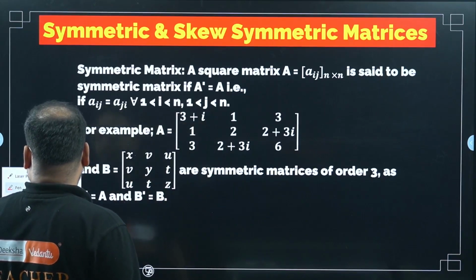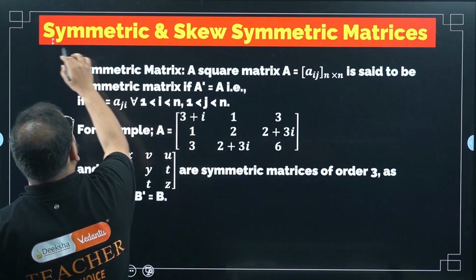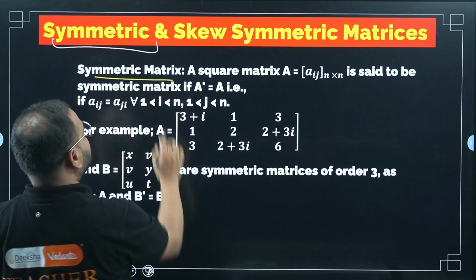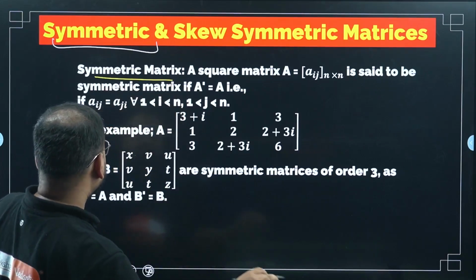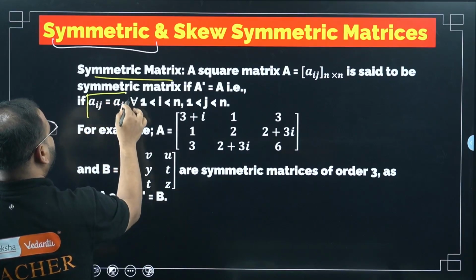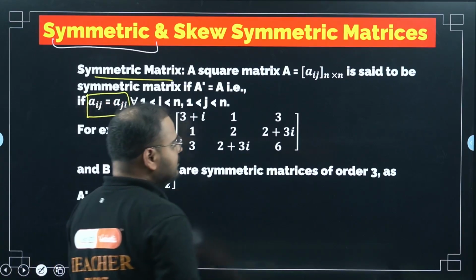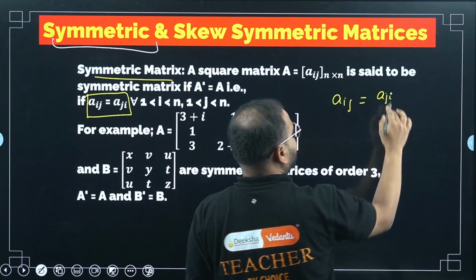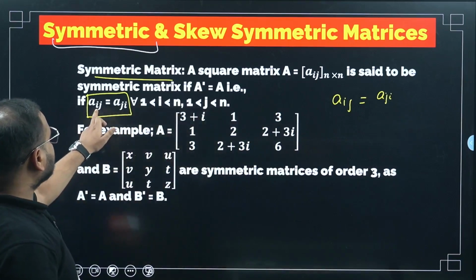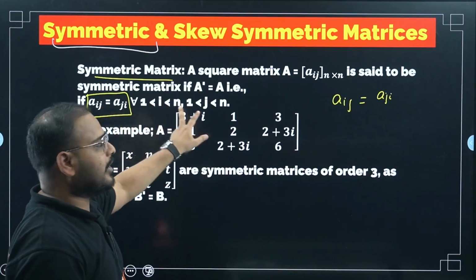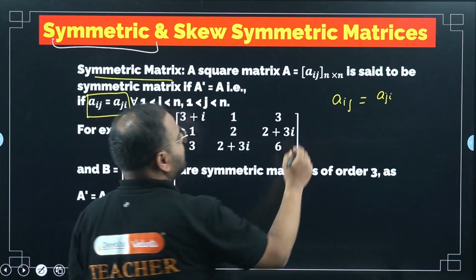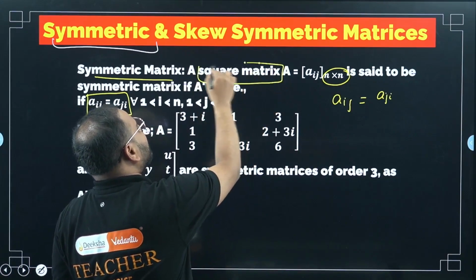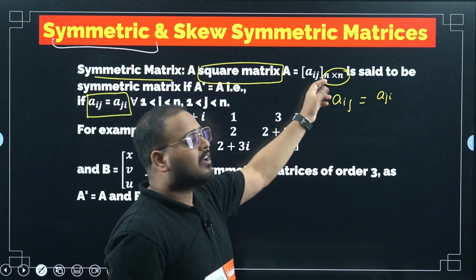First part, symmetric matrix. When can I say the matrix is symmetric? Look here. Whenever Aij is equal to Aji for all i and j between 1 and n. Why 1 and n? Because the matrix is n cross n. They are square matrices. So matrix A is defined as a square matrix, n cross n.